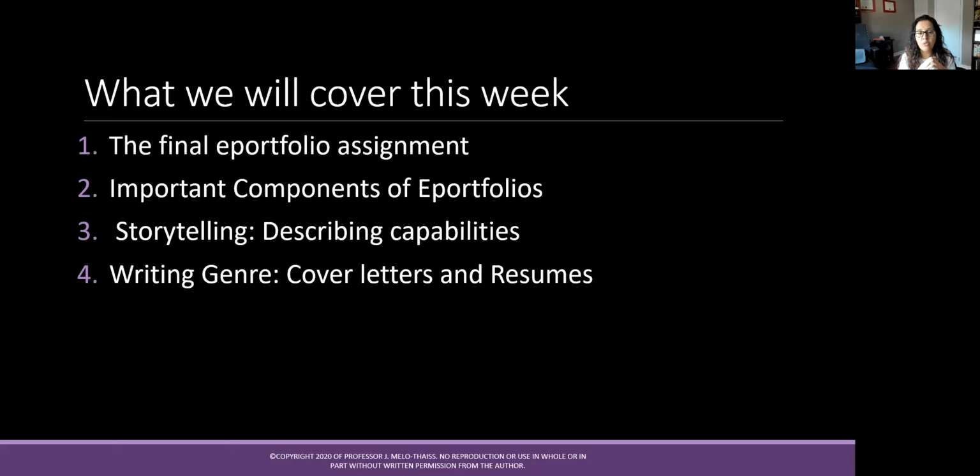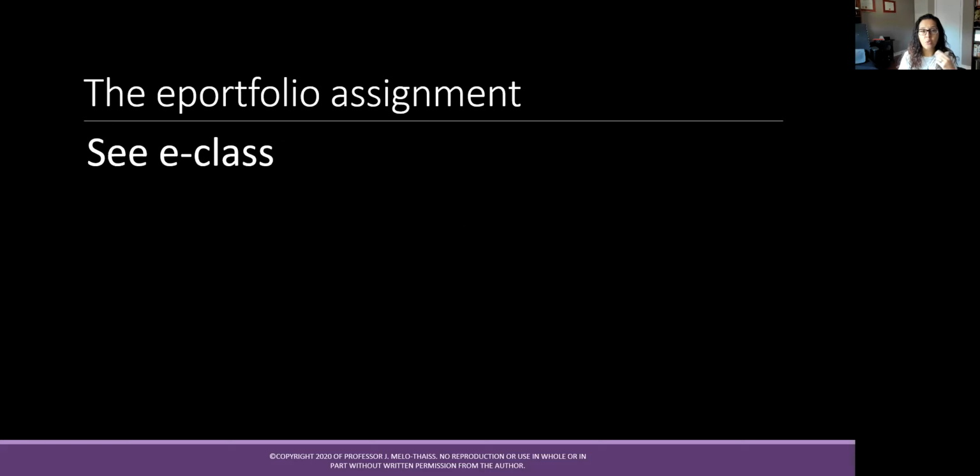Now, cover letters and resumes are one of those documents that is listed in the different genres. I'll be teaching you this genre. It is not required to write a cover letter or resume, but it is one suggestion for a document that you can include in the final e-portfolio. So let's start there with the e-portfolio.